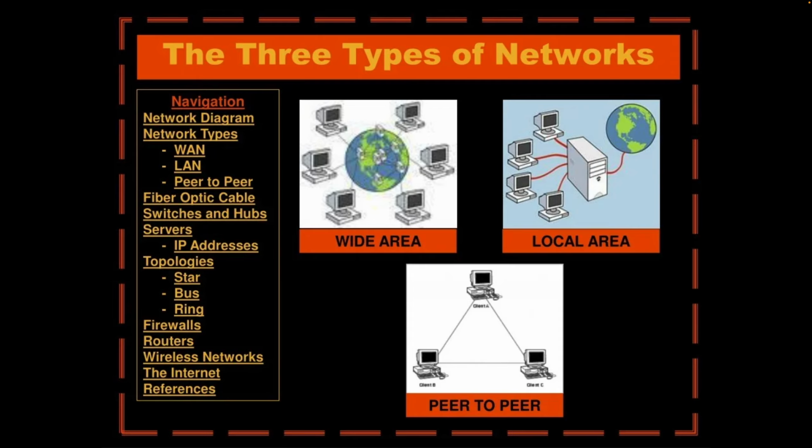Next, we have local area networks, also known as LANs. These are much smaller, and these are what you find in offices or schools, just one building or a few buildings connected together. They use network cables and are much faster because everything is much closer together. And lastly, we have peer-to-peer networks. These are the smallest. They are just a few computers connected directly to each other. There's no special equipment needed, but they can't handle a lot of traffic.